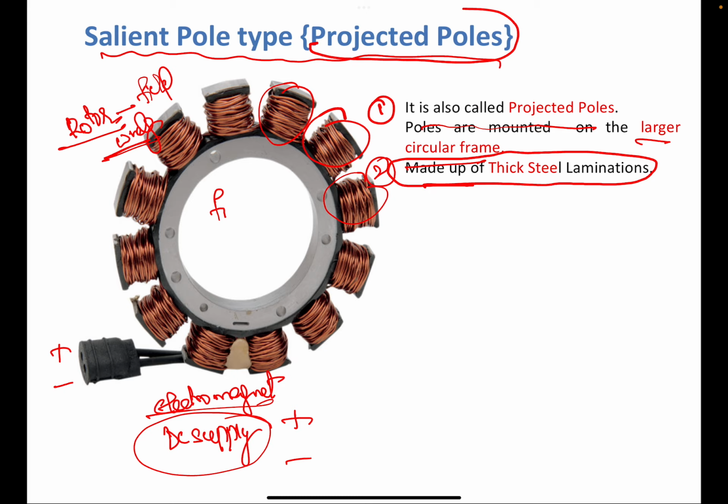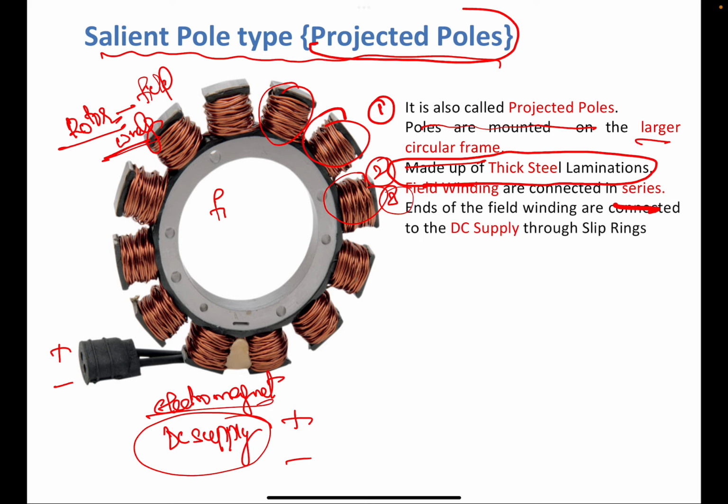Previously, we discussed the laminations to reduce the eddy current losses in the stator. Now we are reducing losses in the rotor here. Now the third point is that the field windings are connected in series, and the ends are connected to the DC supply. All the windings are connected in series, and we can extract 2 wires from outside and connect the supply through slip rings, because the rotor is a rotating part.